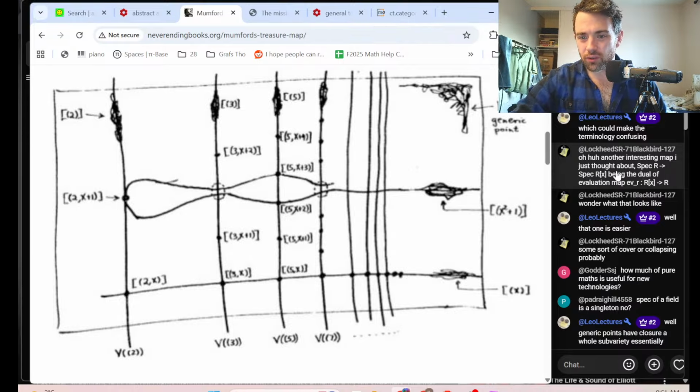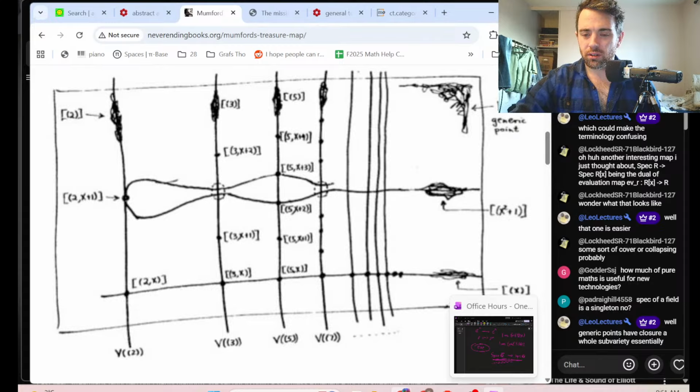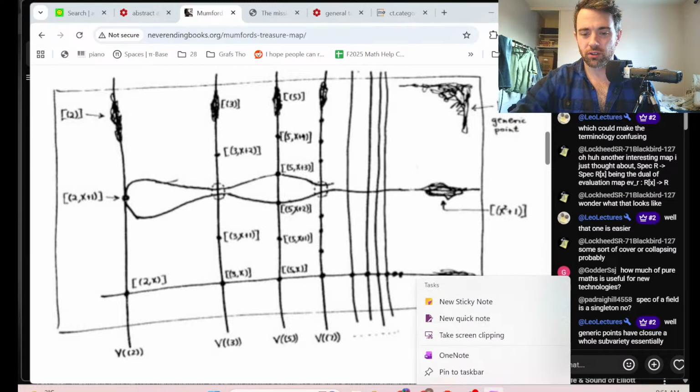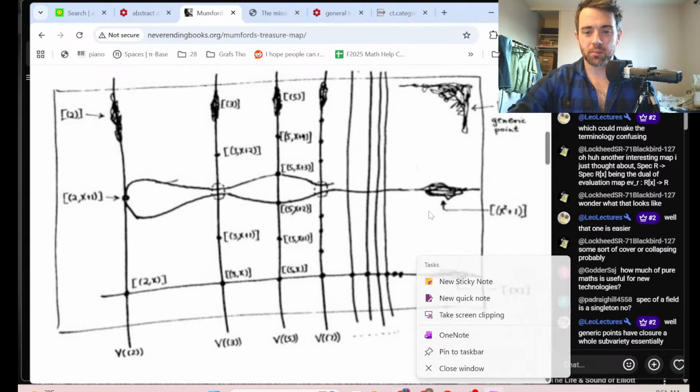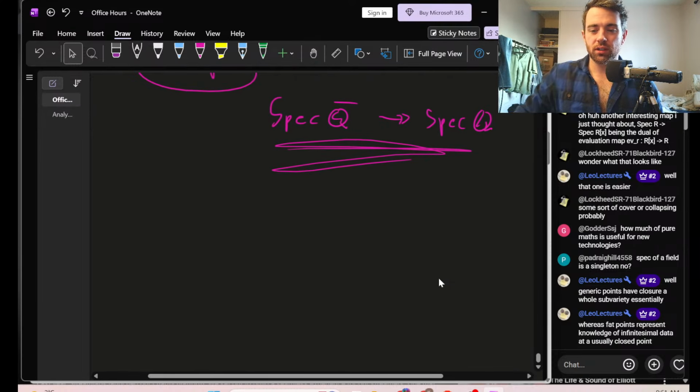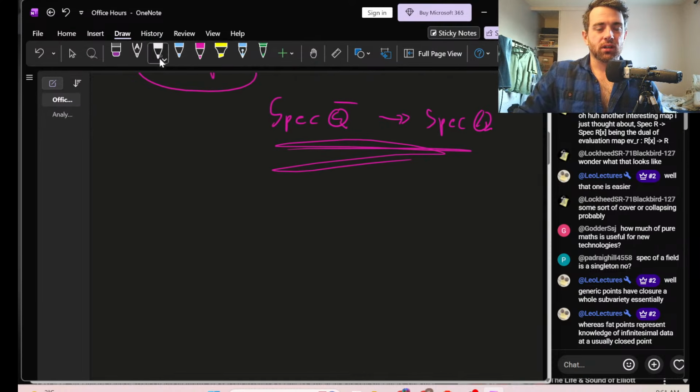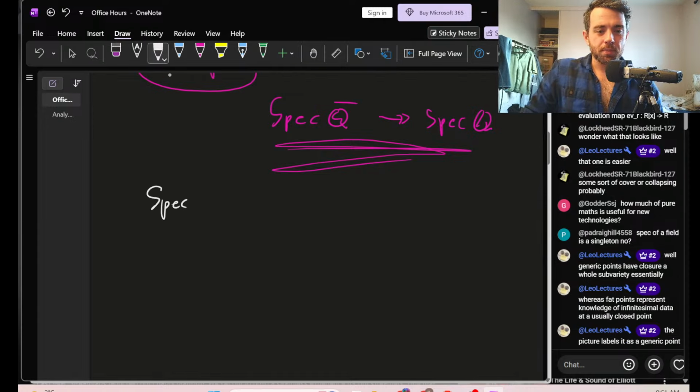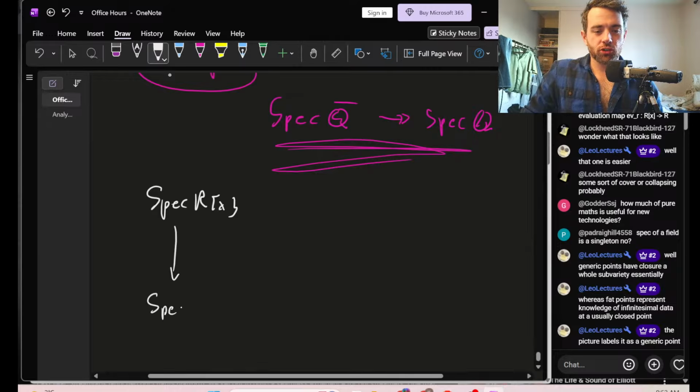Right. Exactly, and that's a very important map that you have there. Yeah, spec of a field is a singleton, but it's a very interesting singleton. Again, speaking about fat points and thick points. But let me just say, for this map, it's very important. Sometimes we call this the structure map, right?